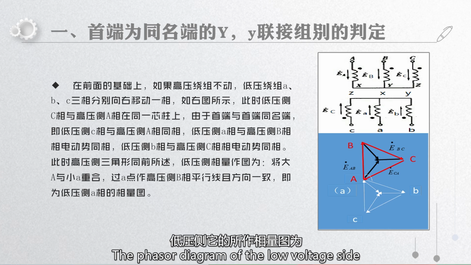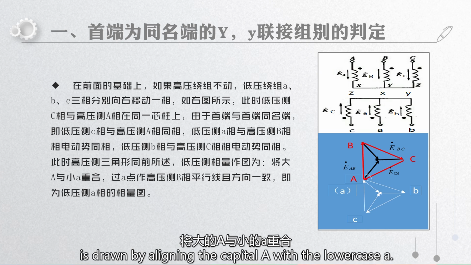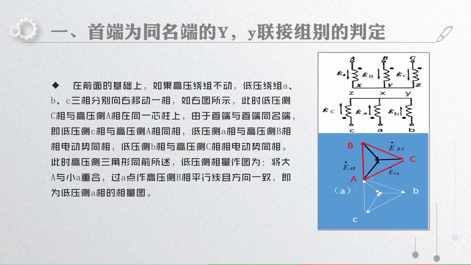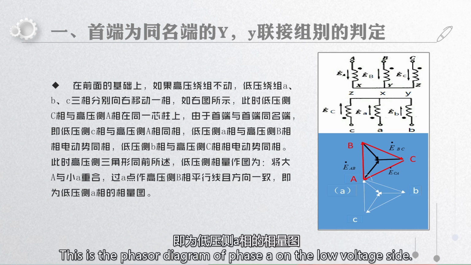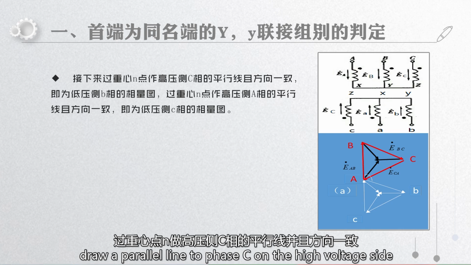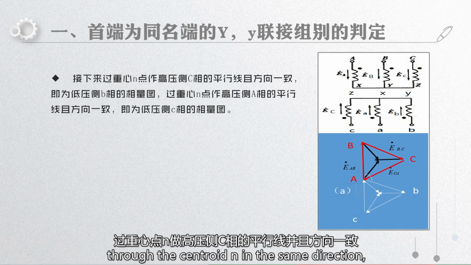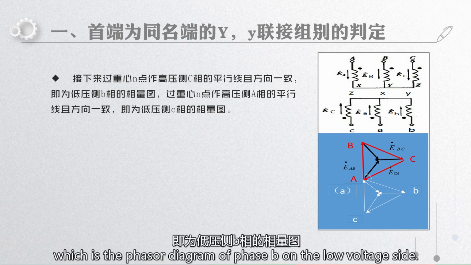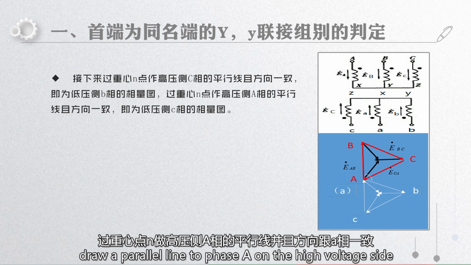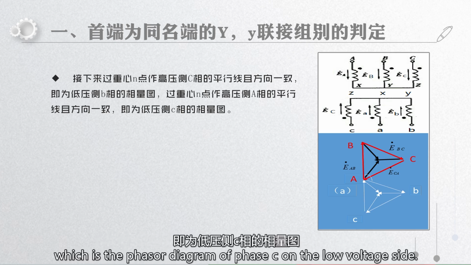The phasor diagram of the low voltage side is drawn by aligning the capital A with the lowercase a. Draw a parallel line to phase B on the high voltage side through point A in the same direction. This is the phasor diagram of phase A on the low voltage side. Next, draw a parallel line to phase C on the high voltage side through the centroid N in the same direction, which is the phasor diagram of phase B on the low voltage side. At the same time, draw a parallel line to phase A on the high voltage side through the centroid N in the same direction as phase A, which is the phasor diagram of phase C on the low voltage side.